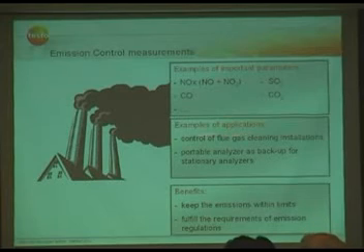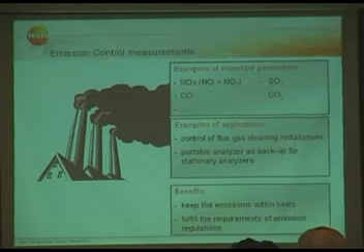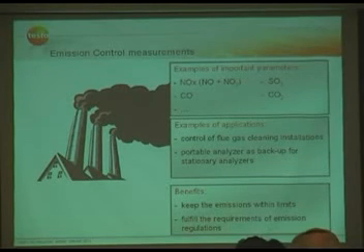And examples of applications are the control of flue gas cleaning installations. That means you can double-check filters, you can double-check SO2 scrubbers, wet scrubbers. You can use our instruments for SCR tuning. This is also very common. Or you can use our analyzers as a backup for stationary analyzers in case they fail, or if you would like to double-check that the analyzers read correctly.